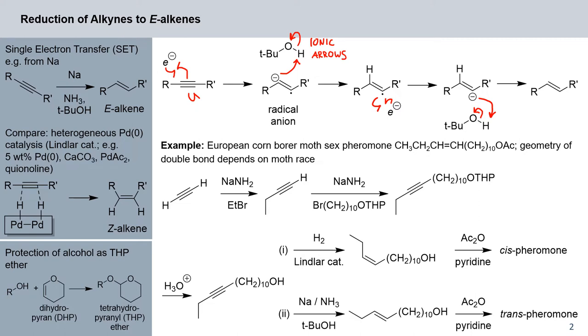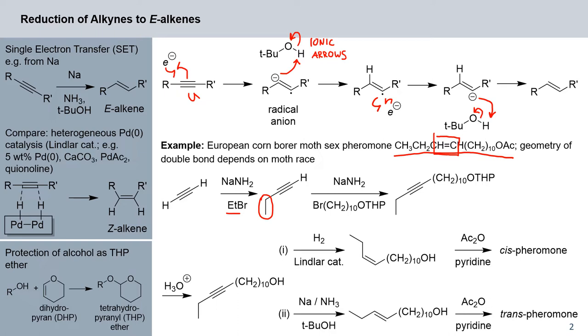So that is the chemical formula of a sex pheromone, and indeed the geometry of this double bond here in the center, cis or trans, depends on the moth race. So now we know we have two ways how to make an E alkene or Z alkene selectively. So again, we can start out with our alkyne here, deprotonate and convert it with an ethyl group, which ends up here on the end of our molecule.